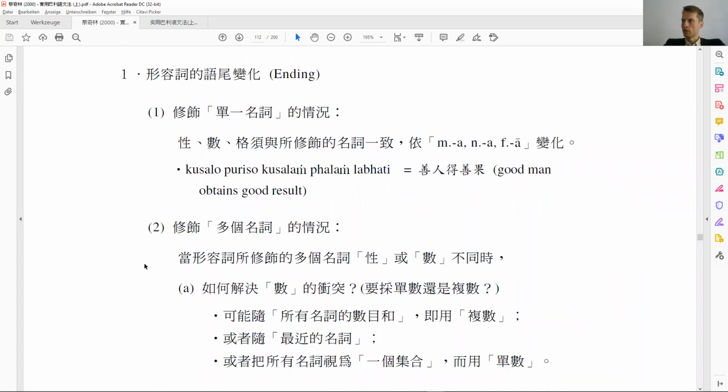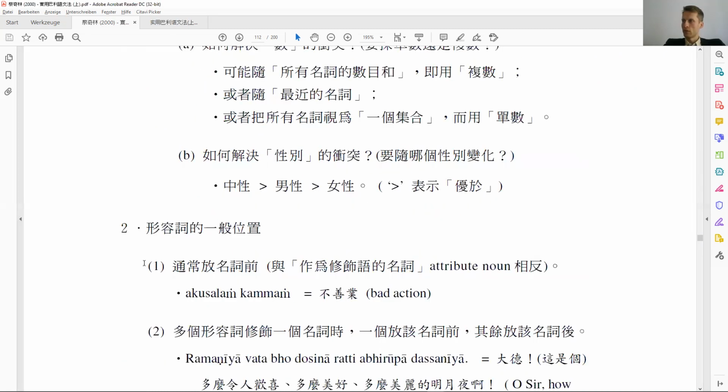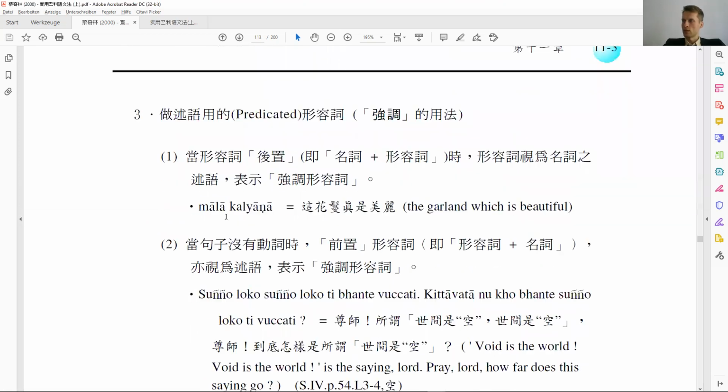And if we have the noun plus an adjective, mala kalyana, the garland which is, it's a different emphasis. But if the sentence is completed here, hoti, mala kalyana hoti, then the sentence would be the garland is beautiful. And predicated is a bit of an age term, so you could also just say it is a subject. If mala is the subject, then kalyana is the subject complement.